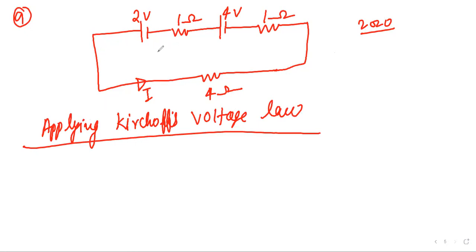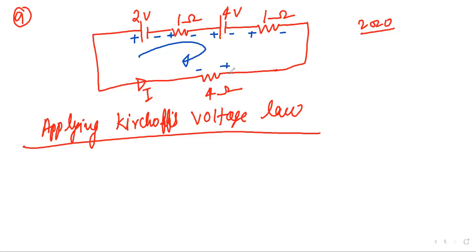So suppose I am taking the direction like this. So this is plus minus, this is plus minus, plus minus. So the second terminal will take plus minus, right? So the second end will be taken out or written.